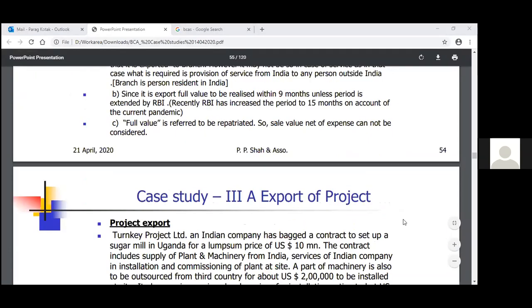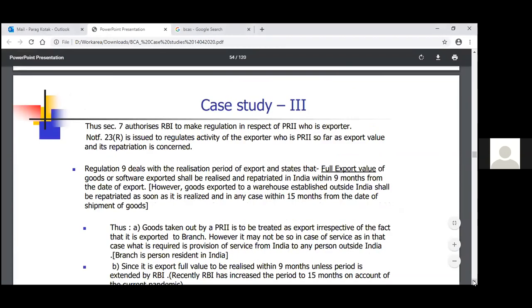Export of project. Yes, please. Yeah, wait.